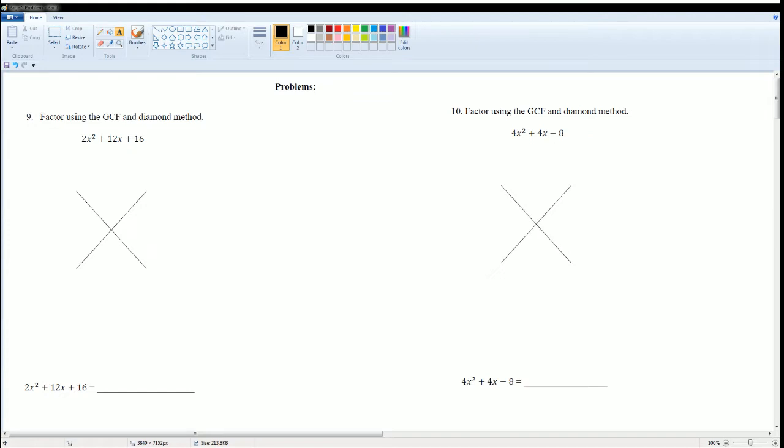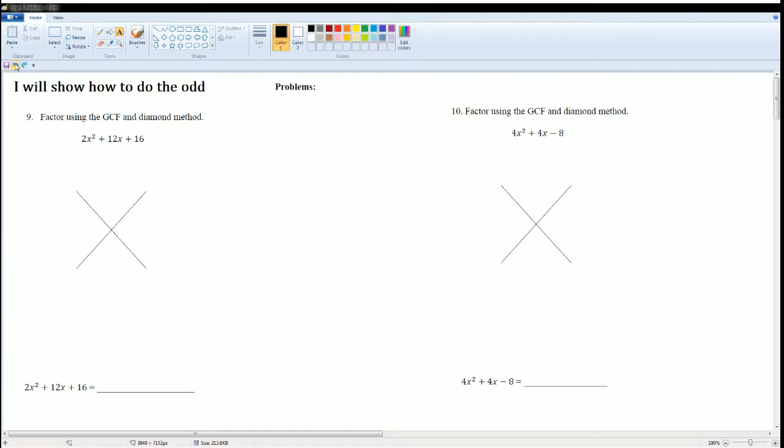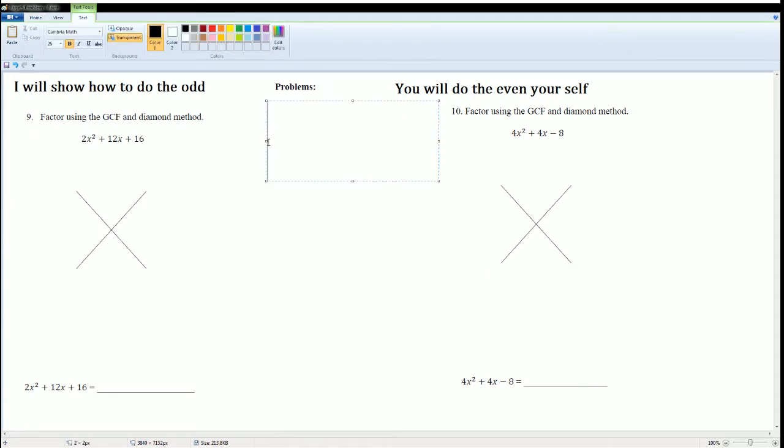This is the last page, which is page 5, and here are the problems. What I would like you to do is, I will show you how to do the odds, but you will have to do the evens by yourself. I will give you some help.